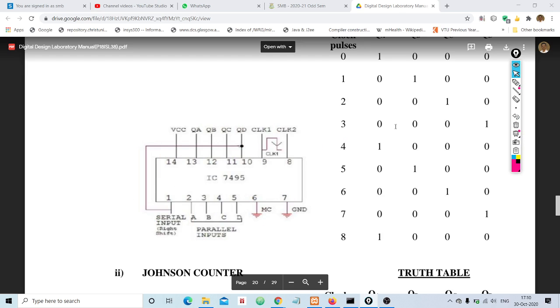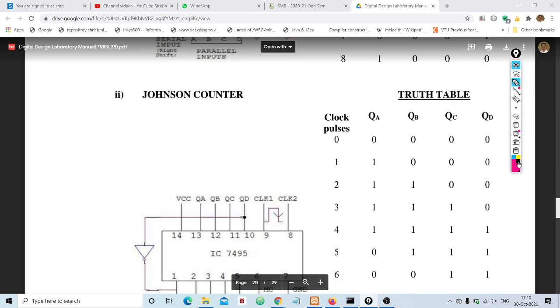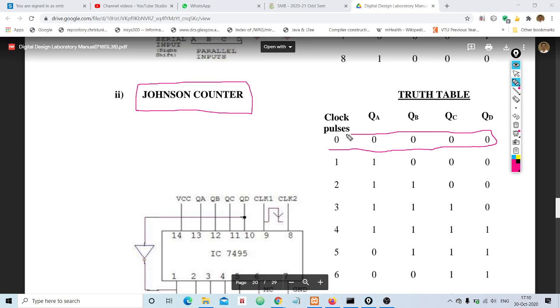So next we shall move on to another interesting type of counter called Johnson counter, which is actually a modified version of ring counter. So what is that modification? Simple. So again, treat this as the initial condition of the counter. Initially the shift register is holding 0000 as its content, right?